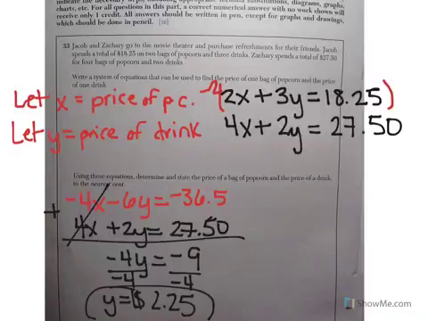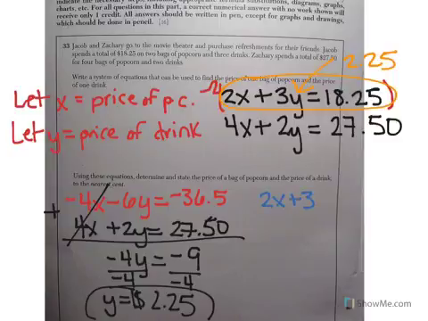Now, we're not done. We need to find x. So in order to find x, I'm going to plug it back into the equation. And I'm just going to use this first equation here. Okay, so I know my y value is 2.25, so now I'm just going to substitute 2.25 in for y. So I will have 2x plus 3 times 2.25, so I'm replacing my y with 2.25, equals 18.25. And now I just have to solve for x.